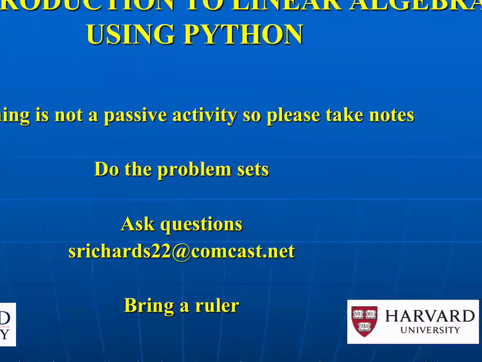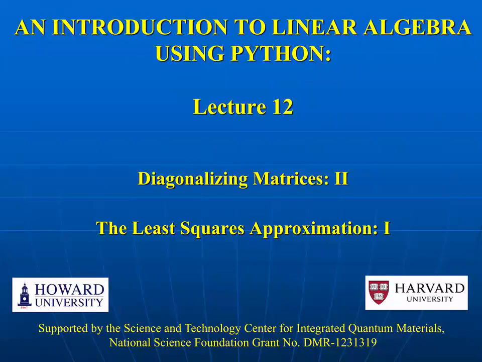And today, lecture 12, we're going to continue our discussion of diagonalizing matrices and why that's important, and go through an application. And then we're going to talk about the final topic of this introductory course in linear algebra using Python, the least squares approximation.